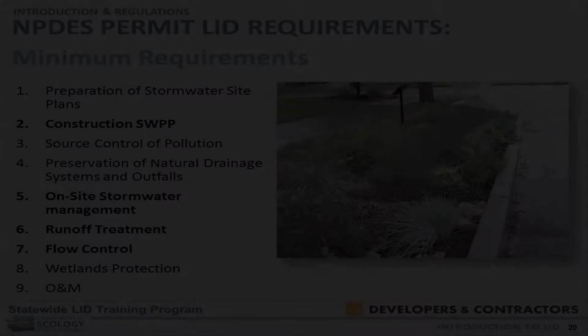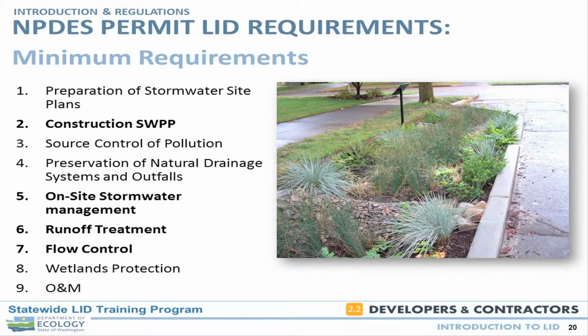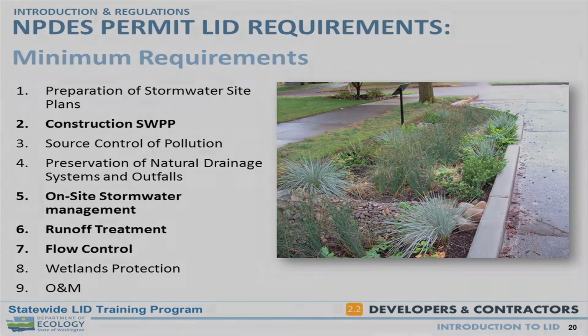That is the construction stormwater pollution prevention plan, the construction SWPPP that we use for our erosion control, and the requirements for minimum requirement 5, which is to manage stormwater on site, and that has significant implications and value. LID has significant value to meet minimum requirement 5. And then 6 and 7 for treatment and flow control, of course, LID practices address those minimum requirements.